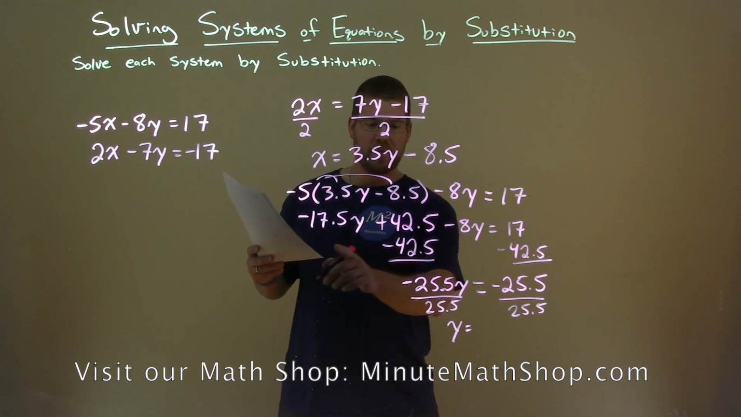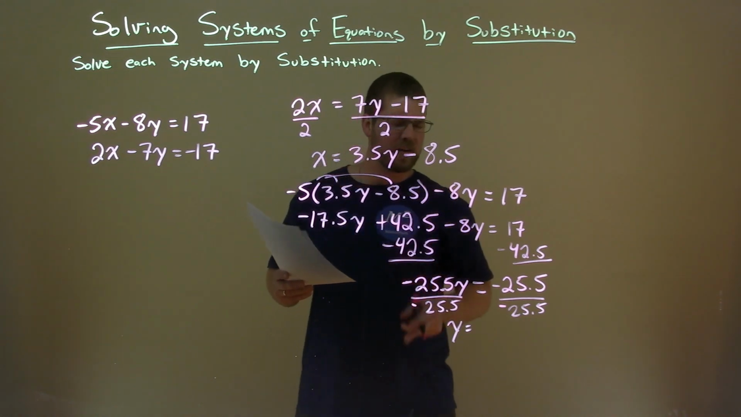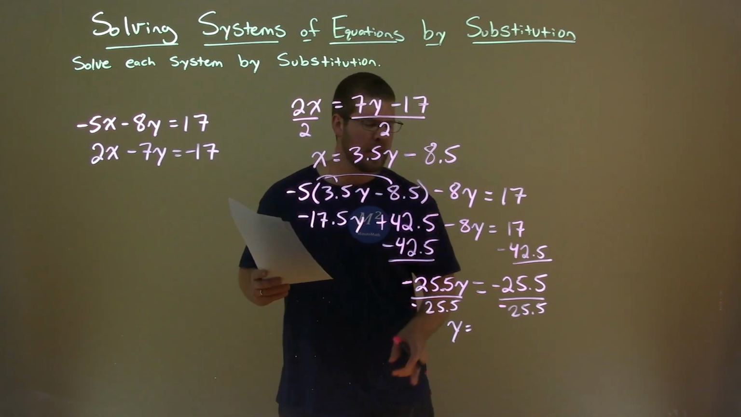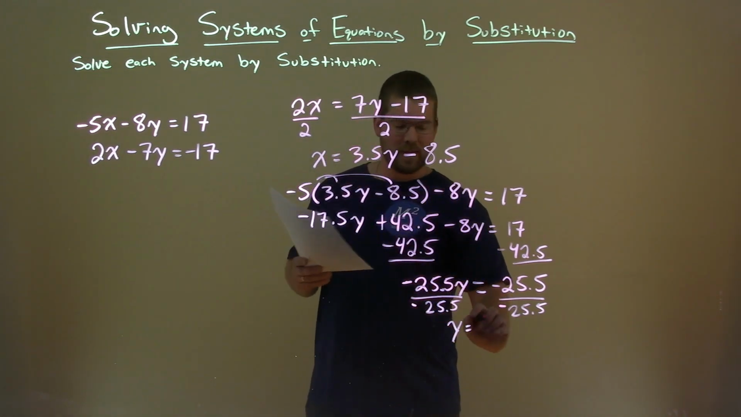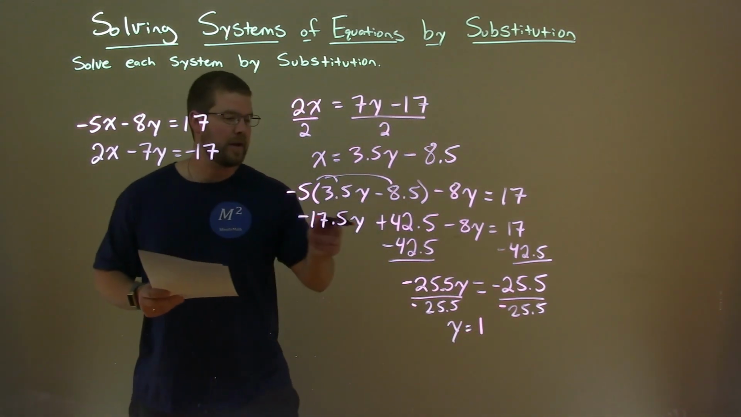Whoopsie, that's a negative, right? That's a negative 25.5, excuse me. Good thing I caught it there. If you had caught it already, let me know down below. Two negatives make a positive. So we have positive 1 here for y. Almost messed that up. Good thing I caught it though.